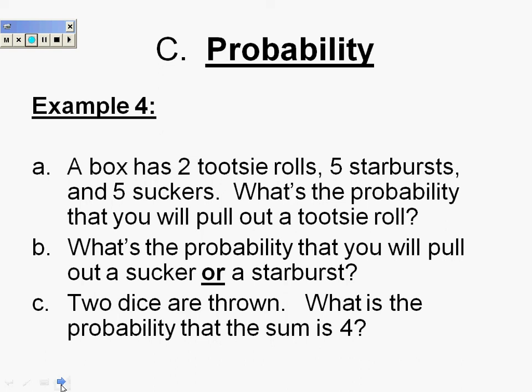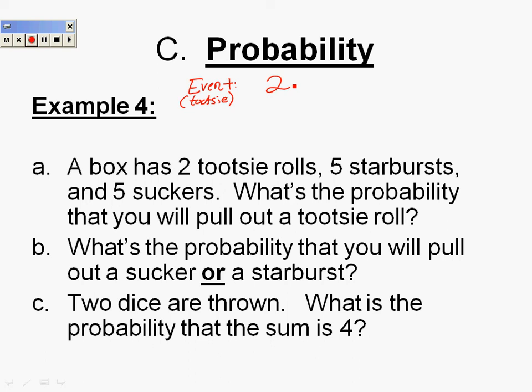So first of all, what is the event in this case? What is the thing I'm trying to find the probability of? I'm trying to find the probability that it's a Tootsie Roll. Okay? So, now, what's the count? How many ways can that event happen? Tootsie Roll. There's only 2 to choose from. So there's 2 ways that that event can occur. I can pick one of the Tootsie Rolls, or I can pick the other Tootsie Roll.